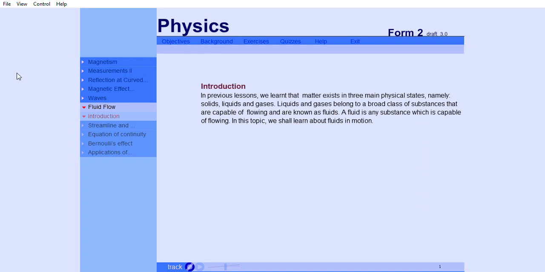In the previous lesson, we learned that matter exists in three main physical states, namely solids, liquids, and gases. Liquids and gases belong to a broad class of substances that are capable of flowing and are known as fluids. A fluid is any substance which is capable of flowing. In this topic, we shall learn about fluids in motion.